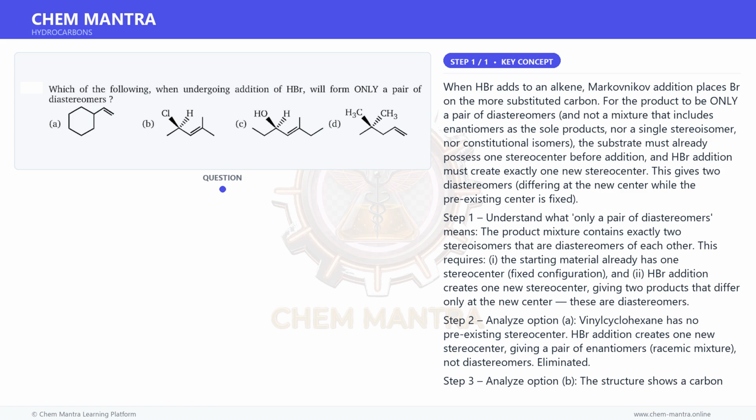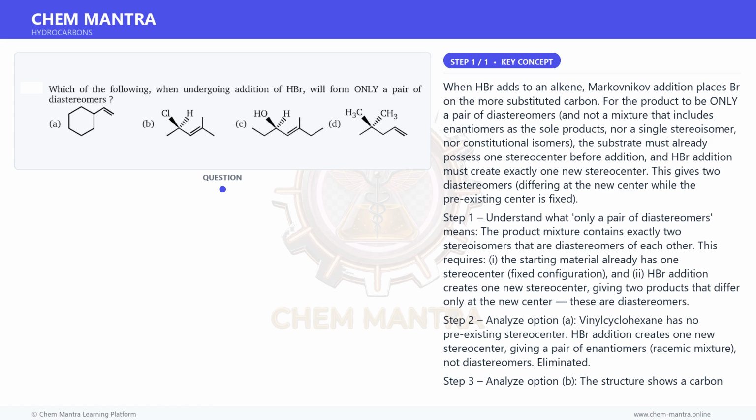Step 1. Understand what only a pair of diastereomers means. The product mixture contains exactly two stereoisomers that are diastereomers of each other. This requires: 1. The starting material already has one stereocenter, fixed configuration, and 2. HBr addition creates one new stereocenter, giving two products that differ only at the new center. These are diastereomers.